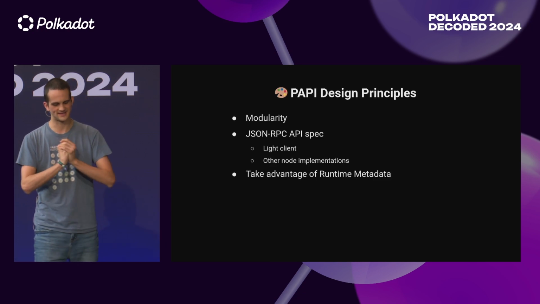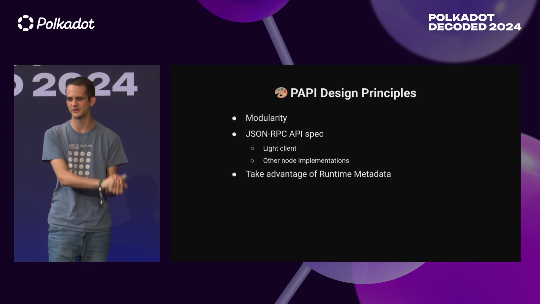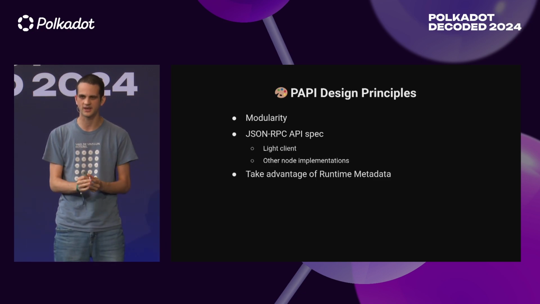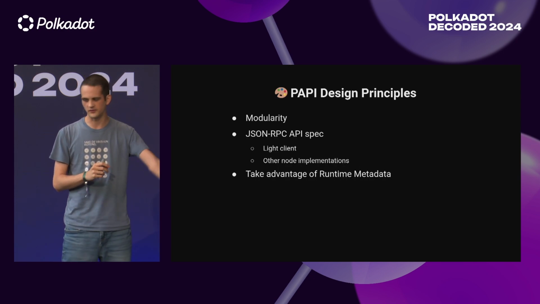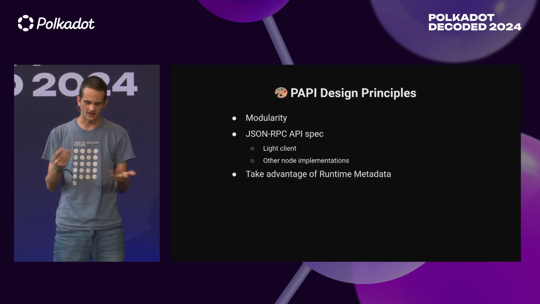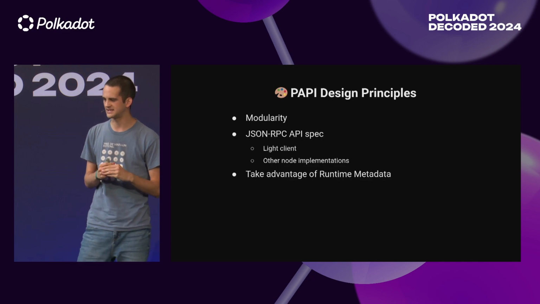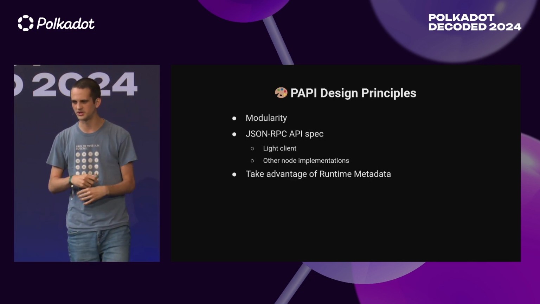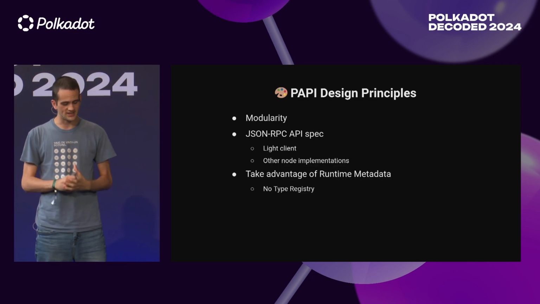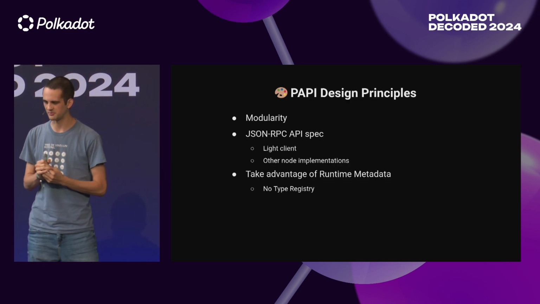Then we take advantage and also heavily rely on runtime metadata. We only support chains that have metadata v14 or ahead, which are actually the vast majority of the active ones. And this has some important benefits. First of all, we don't need a type registry. We don't have a type registry.